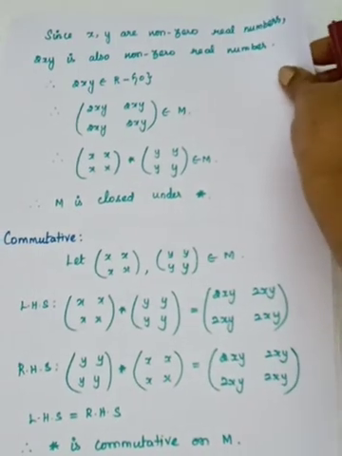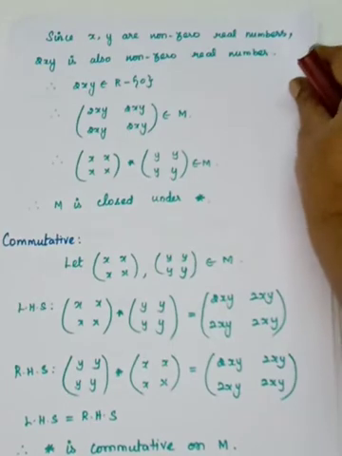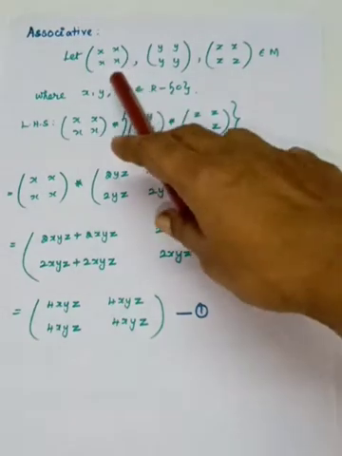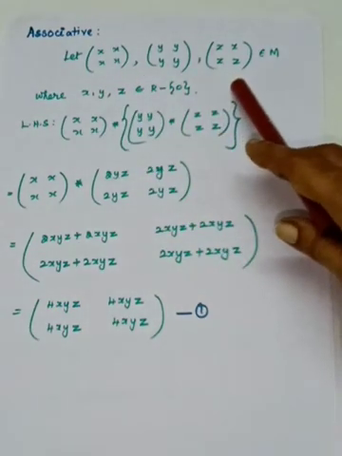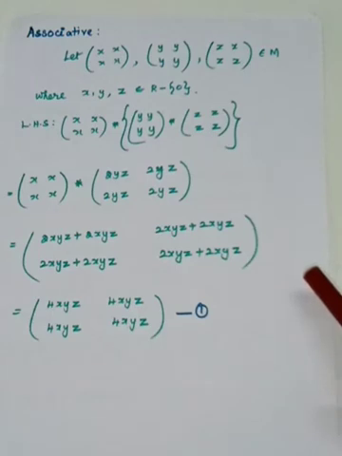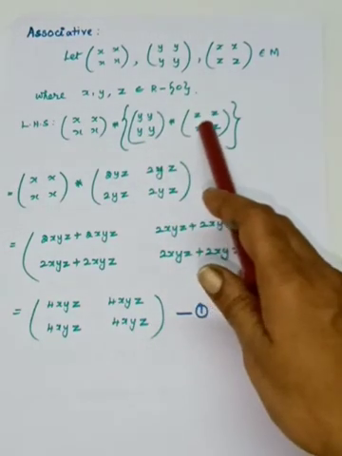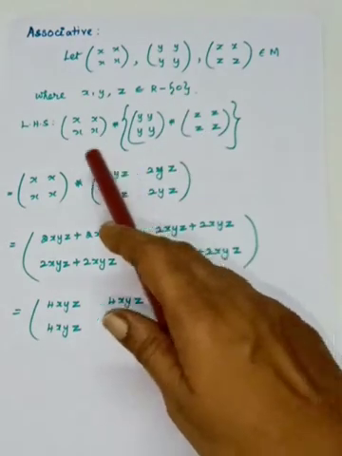Next we have to check the associative property. For the associative property, how many elements do you have to take? Three elements, and the elements should be in the form of matrices. So I have considered three 2 by 2 matrices. One has the entries x, x, x, x, the second y, y, y, y, and the third z, z, z, z. All three matrices belong to M. How to associate? First we have to associate the second and the third, and that answer has to be associated with the first.